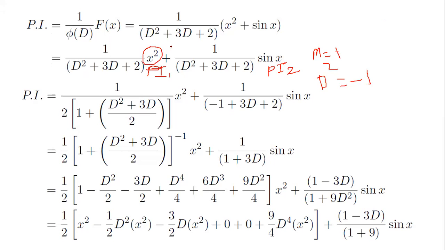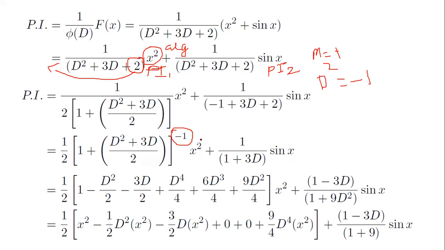Then you can come to this point. Here x² is given. That x² is algebraic. What is the shortcut? You have to remember, take the constant term 2 outside. If you take the 2 outside, then it will be in the format of 1 plus (D² + 3D) by 2, acting on x². Now you have to take the denominator to the numerator, so you write minus 1 as the power. So this term can be written as 1 by 2, (1 + (D² + 3D)/2) to the power -1 x², and 1 by (1 + 3D) sin x.